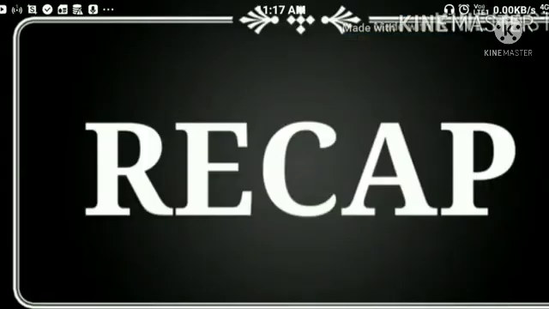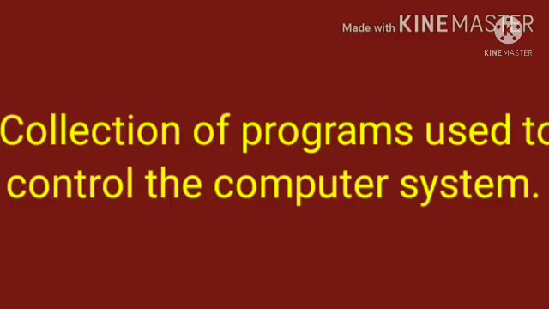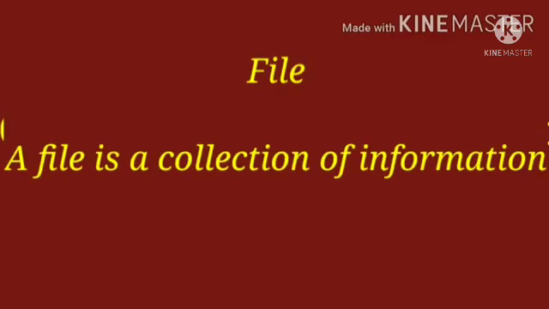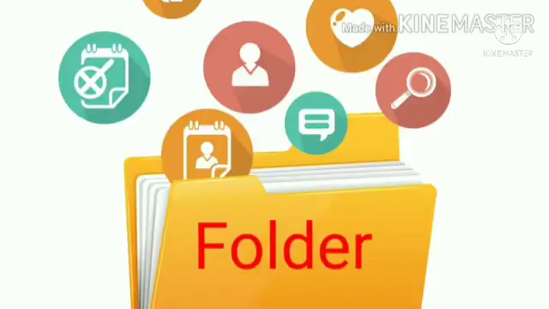Okay students, shall we recall now? What is an operating system? An operating system is a collection of programs used to control the computer system. What is a file? A file is a collection of information. Okay students, what is a folder? When different files are grouped under one name, then it is called a folder. A folder consists of files and subfolders.